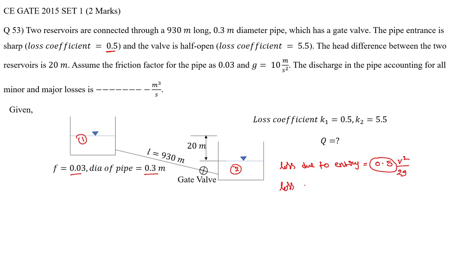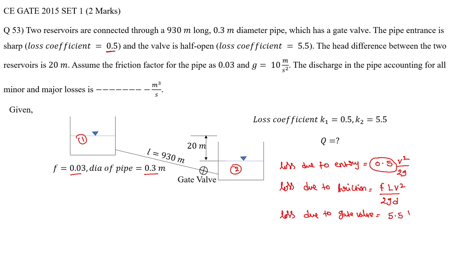And the loss due to friction: fLV square by 2gD, correct, good. And the loss due to the gate valve: 5.5 V square by 2g, correct.